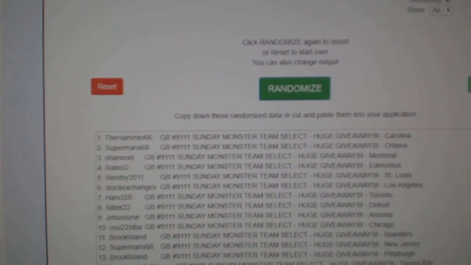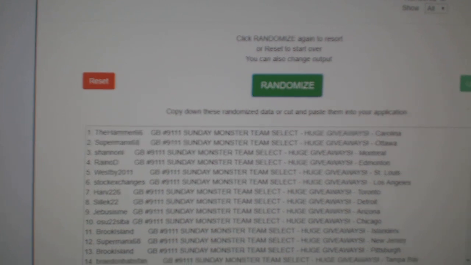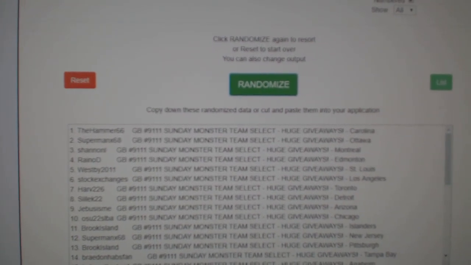Five will get an Artifacts 18-19 box. And six, seven, and eight will get two black packs apiece. Best of luck, everybody.